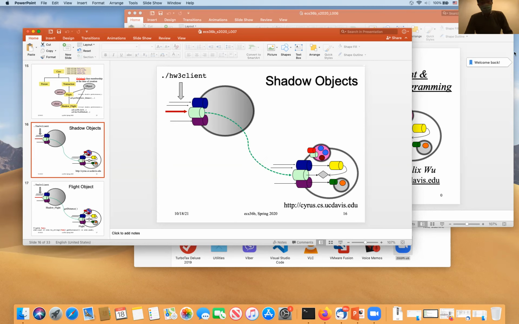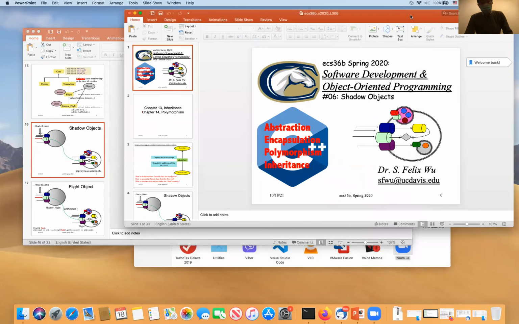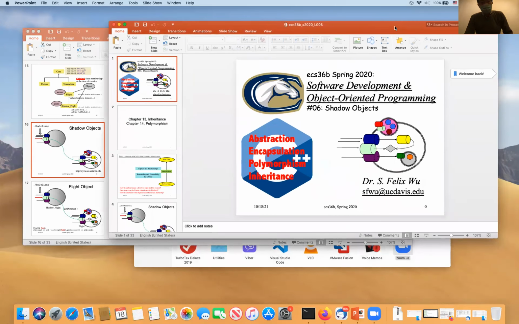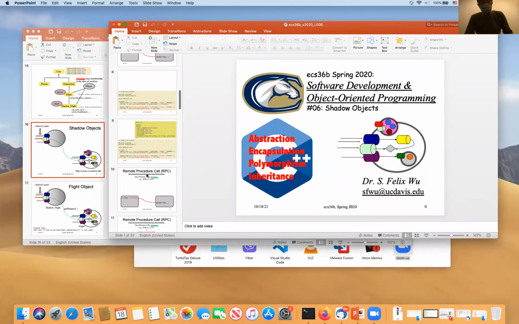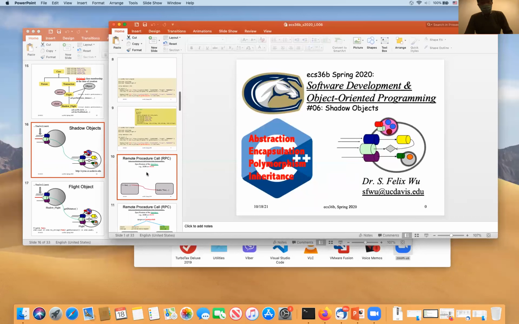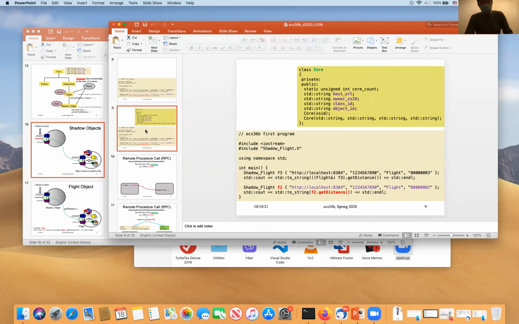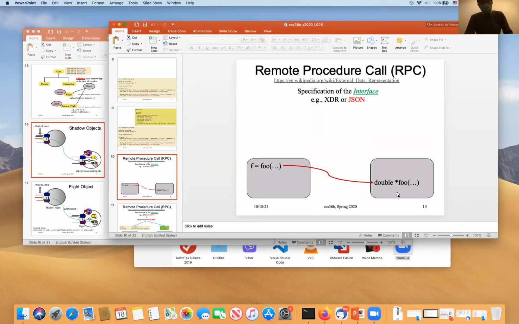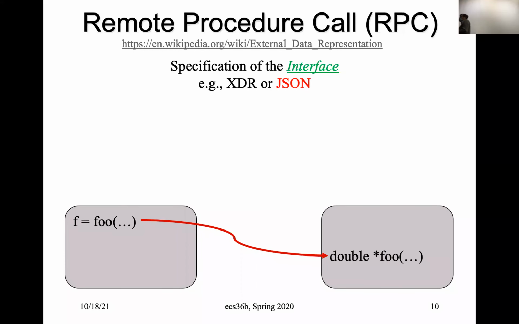So I'm actually going to talk about what will enable us to realize the concept of shadow object. And I want to introduce a concept that we want you to be familiar with for homework assignment number 3. It's called remote procedure call.